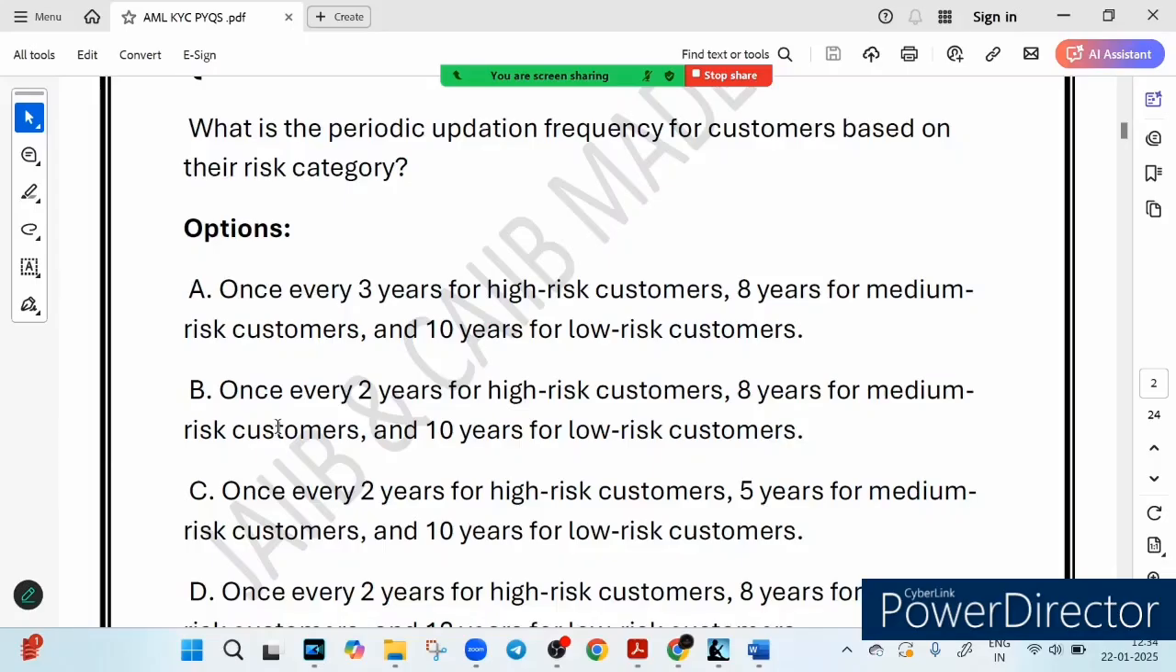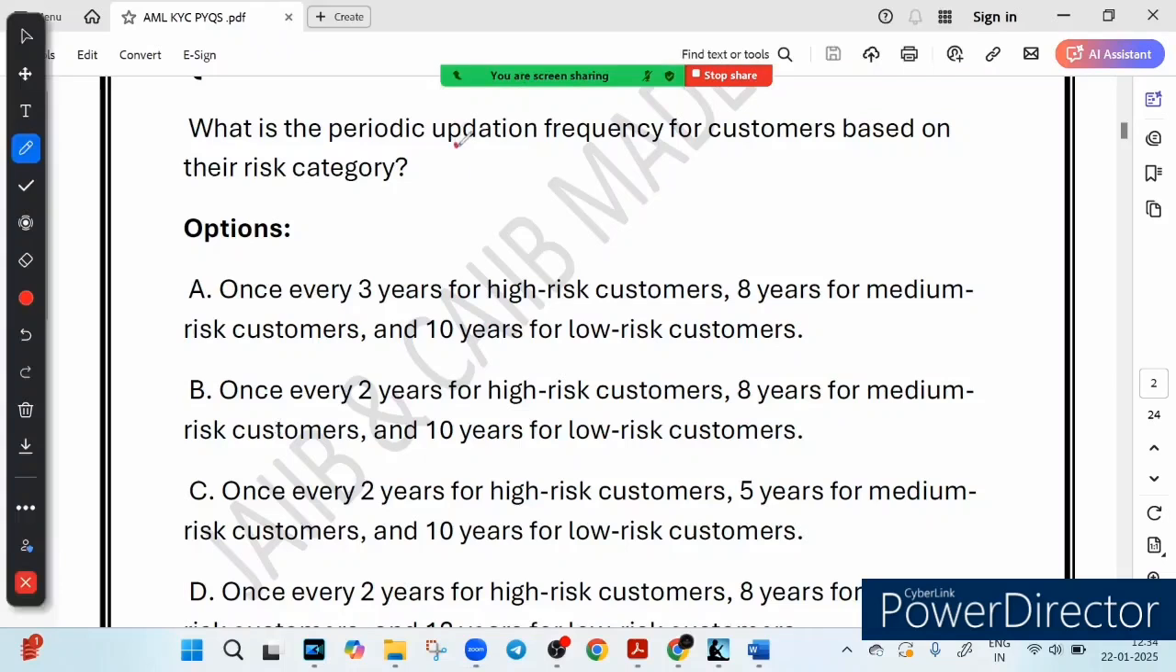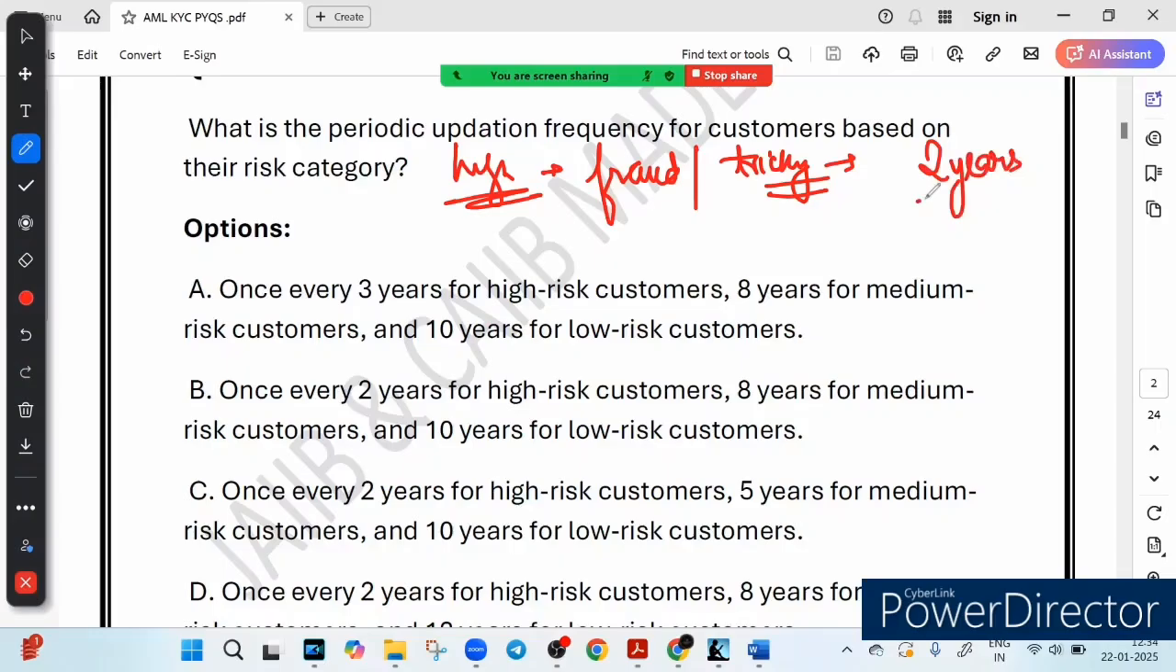The bank classifies customers into 3 categories: high risk, medium risk and low risk, based on how risky their transactions are. Depending on the category, the bank must regularly update their records. Let's look at the time frame for each. First, the high risk customers. These are the ones the bank keeps a close eye on because their transactions could be tricky or prone to fraud. For them, the bank updates their information every 2 years. Simple to remember: high risk is equal to 2 years.